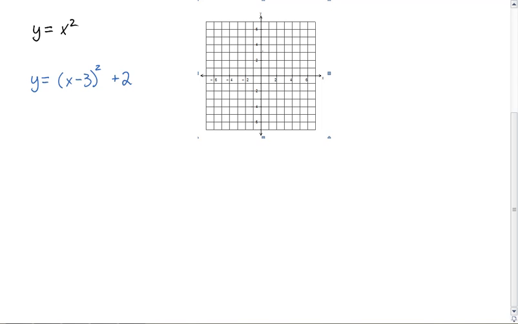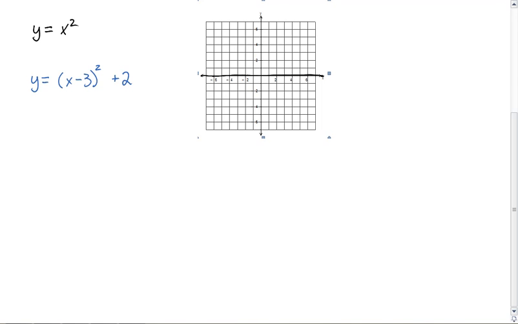Alright. Hey, now we're going to do graphing with the vertex form. So let's talk about vertex form, why this is vertex form, and what that means. So what we're going to do is we're going to start off with y equals x squared. Now that should be pretty easy. You should already know what y equals x squared looks like.